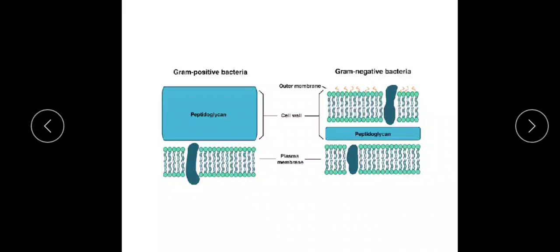And in case of gram negative bacteria, as we already mentioned, it has a thin peptidoglycan layer, and the gram negative bacteria has a three-layered structure. It has a plasma membrane, then the peptidoglycan layer or the cell wall, and the outer membrane or the outer capsule layer. So it is three-layered. And that is all about gram negative bacteria.